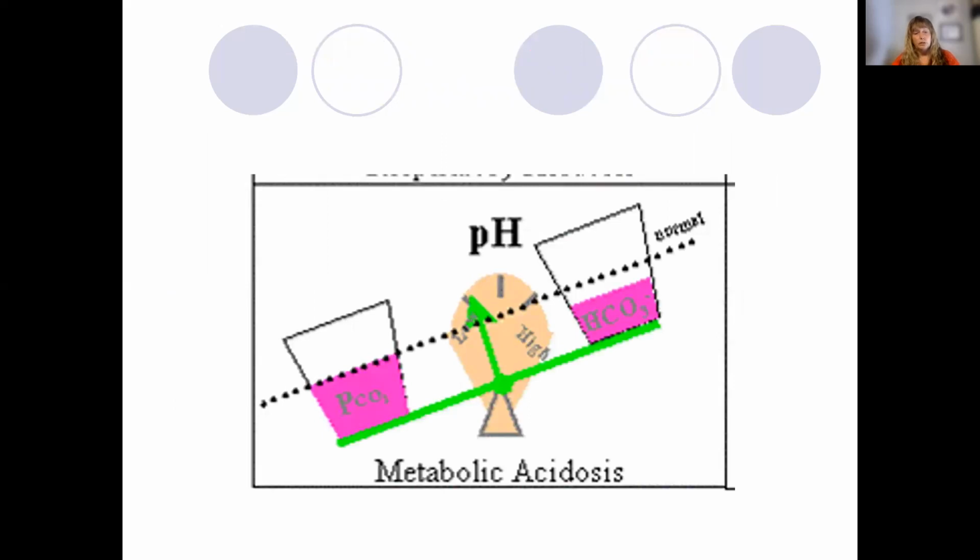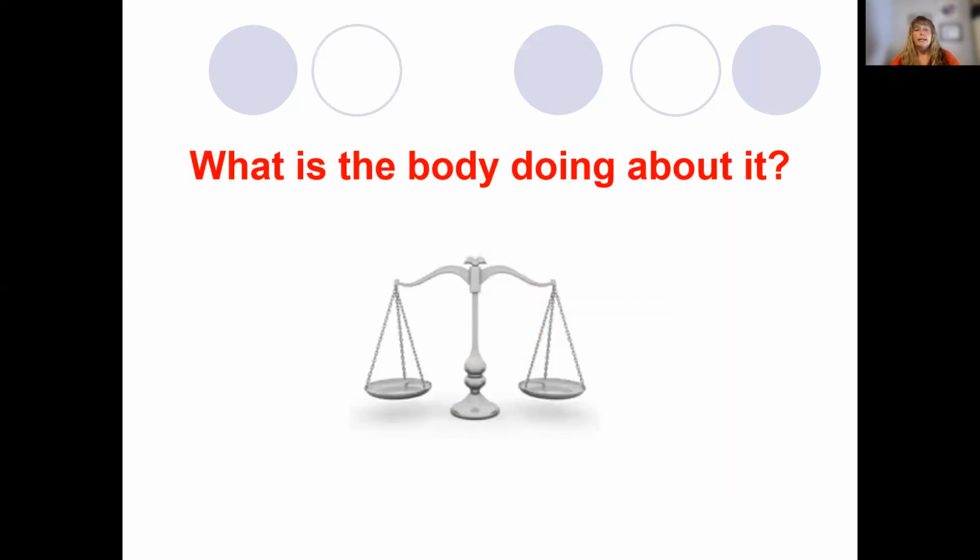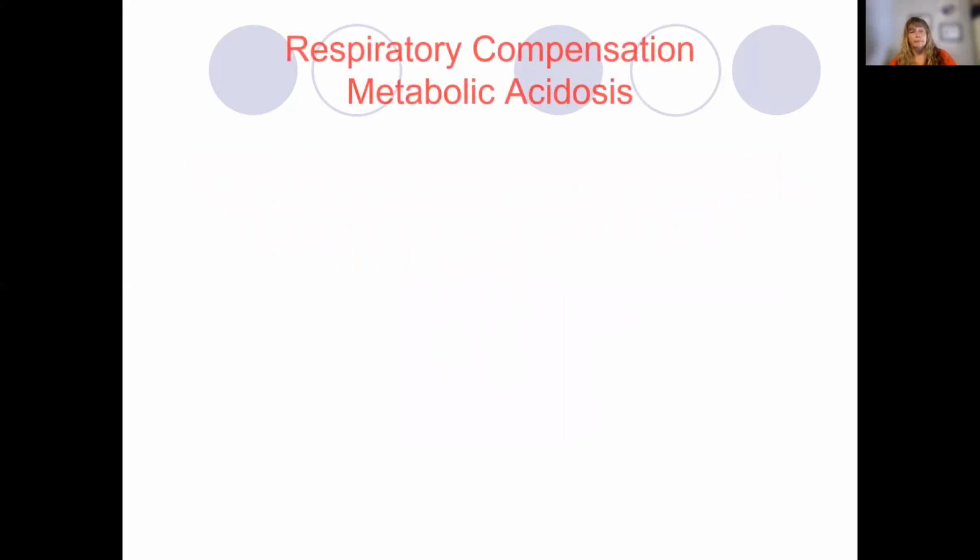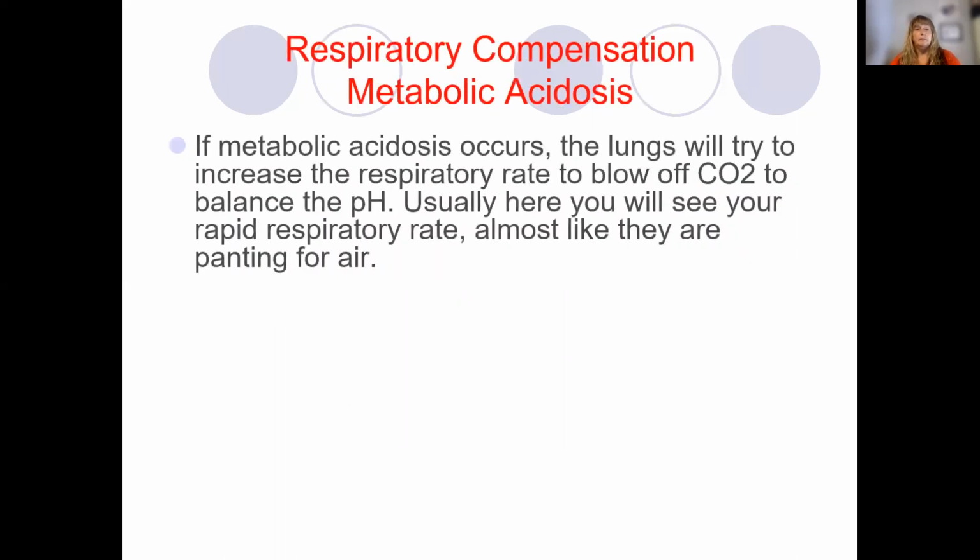Just another visual of a metabolic acidosis. So what is the body going to do about it? How does the body compensate for a metabolic acidosis? Well, it uses respiratory compensation. So if the metabolic acidosis occurs, the lungs will try to increase the respiratory rate of the patient to blow off some additional CO2 to balance out the pH. Usually here you will see a rapid respiratory rate of the patient, almost like they're panting for air.